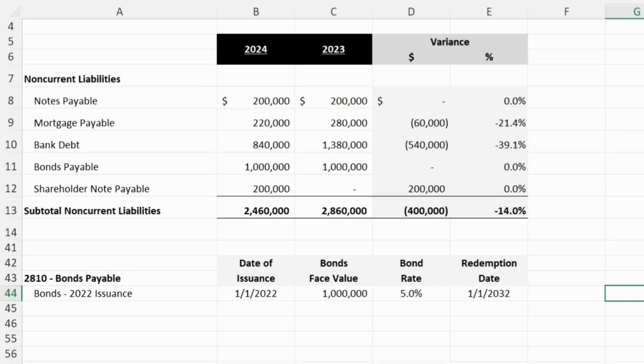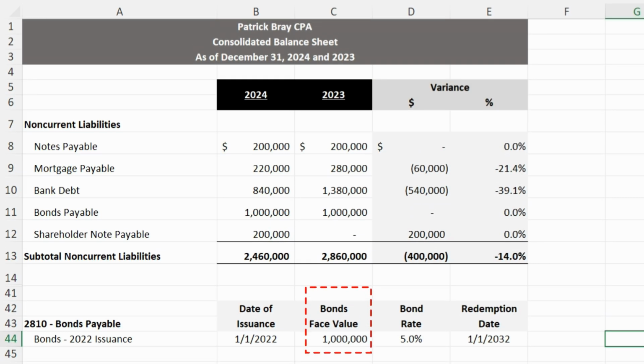Line item number 4, bonds payable. Our general ledger account 2810. Bonds are another debt instrument, and you're typically going to go to an investment banker to help you issue bonds, because you can issue these to the public, so anyone could buy bonds of the company that I'm running. So in this situation in 2022, we had a bond issuance of $1 million at a 5% interest rate. We also have our maturity or redemption date for the bond. This was a 10-year bond.